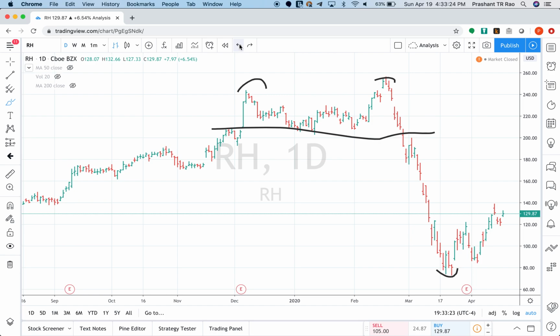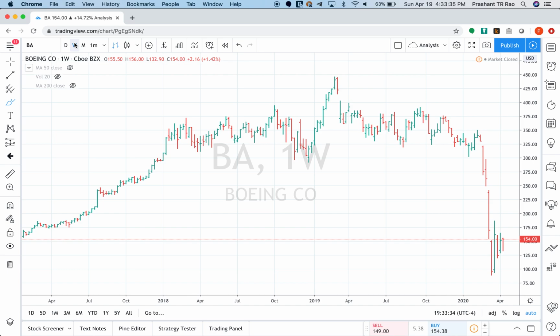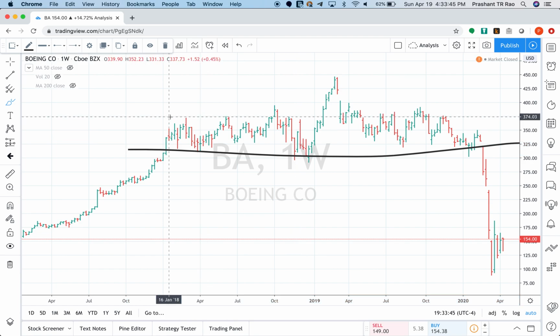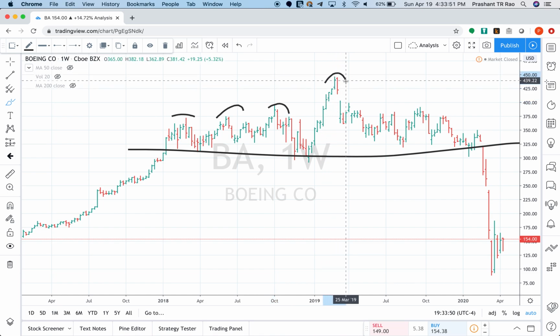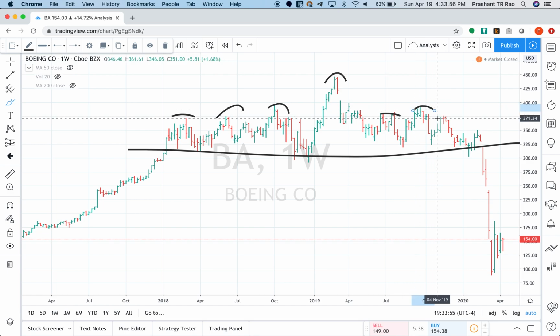So let's see. Another stock that a lot of people seem to be interested in is Boeing. Let's take a look at what's happening here. As you can see, we've fallen off a cliff, and this is a weekly chart. Boeing's had what I would call a complex head and shoulders. So you have a head, and then you have multiple shoulders forming here. And then it fell off a cliff once it crossed the neckline.